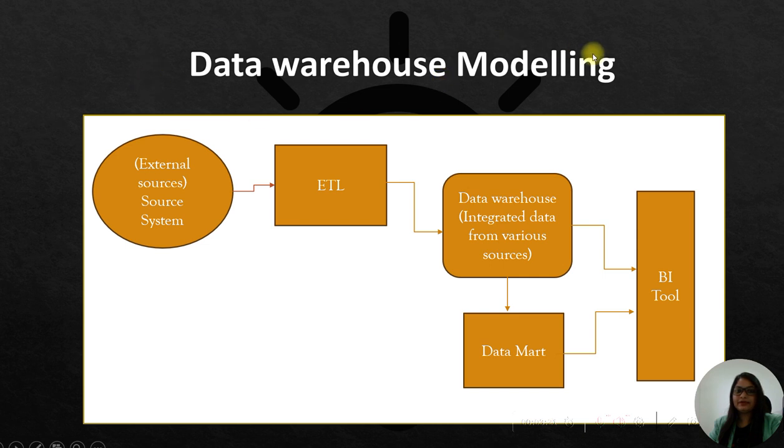Next is the data warehouse modeling. So first we get the external source systems, then the ETL tool we are using here. After that the data warehouse stage comes into the picture and then the data mart. So as per the business logic we will fetch the data into the data mart. I covered the project flow, we will see it in detail in the next slide. After that BI tools, which means reporting tools.